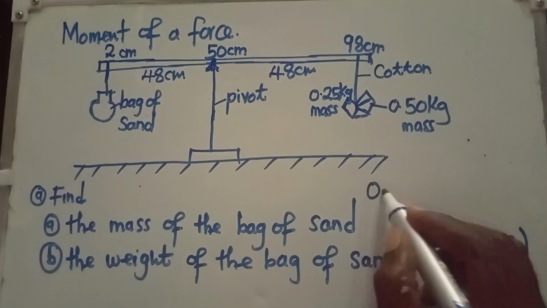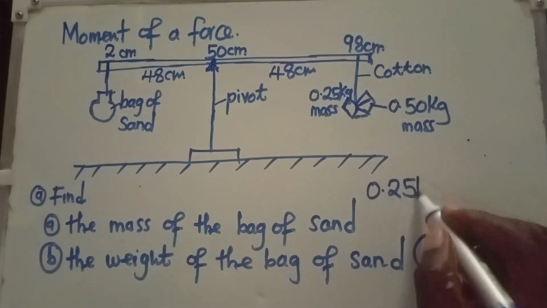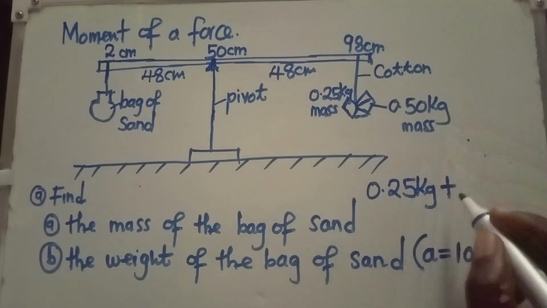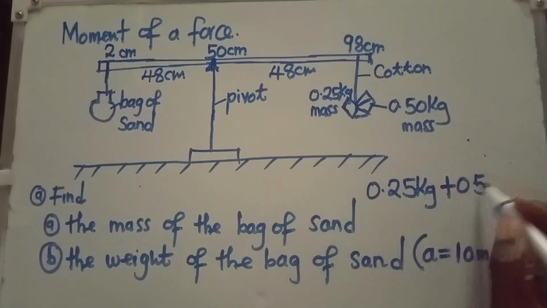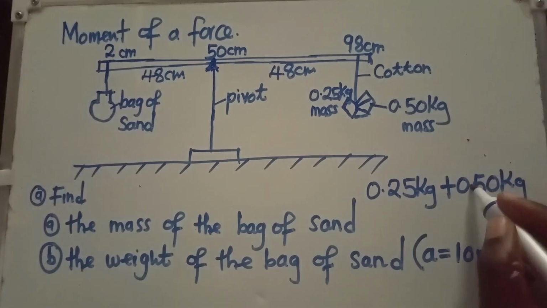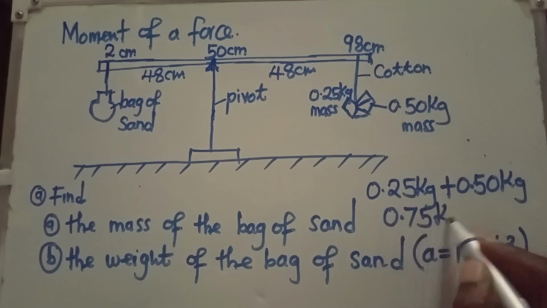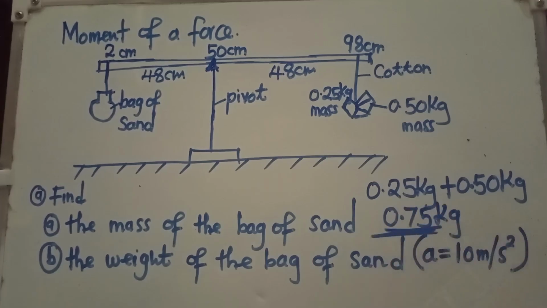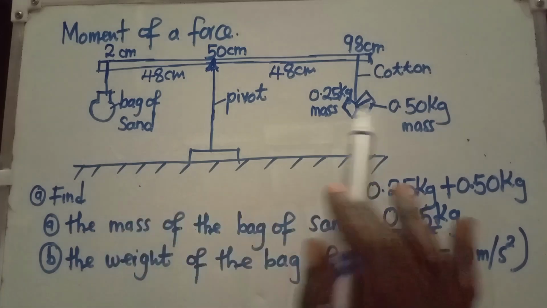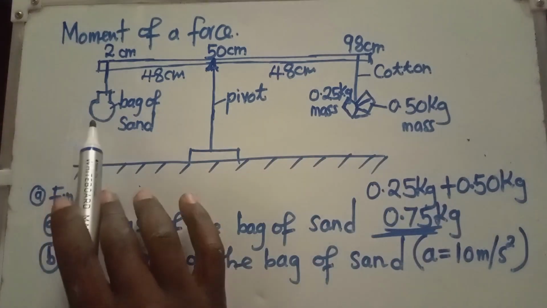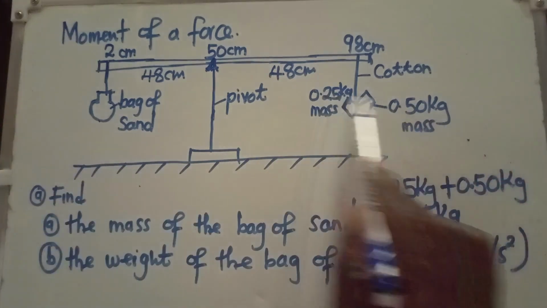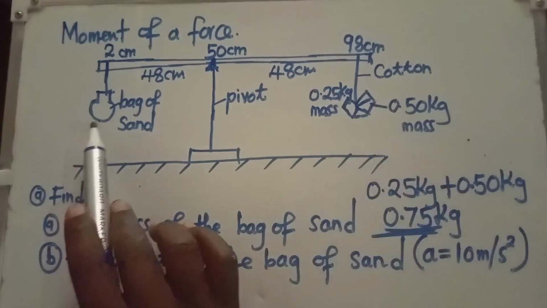You just need to add 0.25 kg plus 0.50 kg. So we add the two. What answer are we getting? 0.75 kg. So this is our answer. This thing is balanced, so we've got equal weight and equal moment on both sides. It is just one and the same, as simple as this. The mass that is here is the same mass that is there. So it was just a matter of adding this and you put it there.